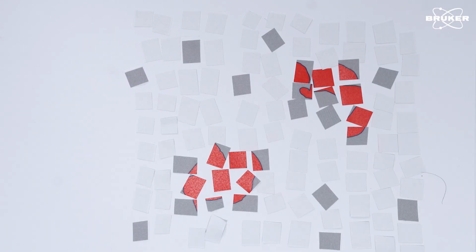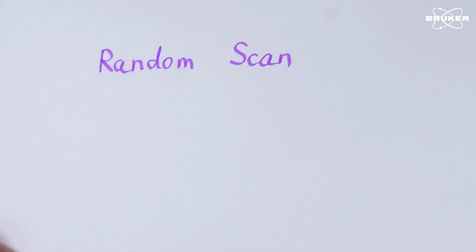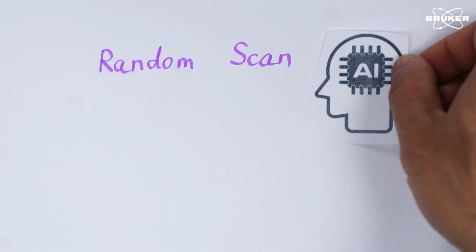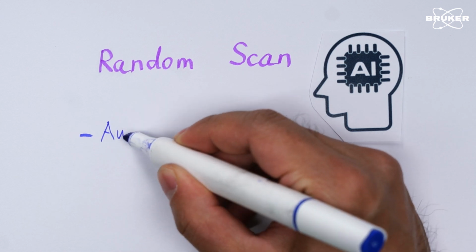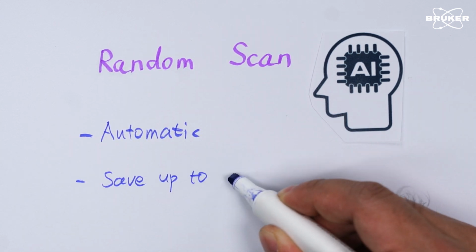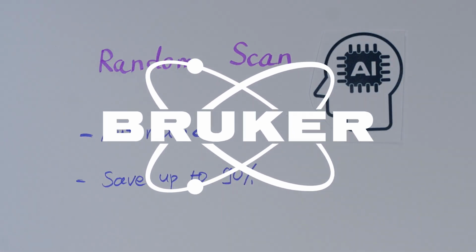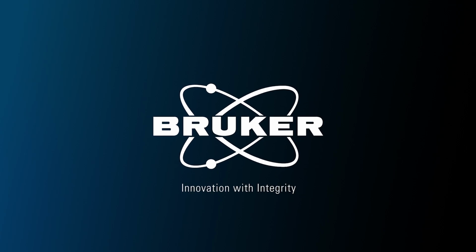This approach can be powered by an AI-based algorithm called random scan. It is a little bit more complex but follows exactly the same idea. The result: random scan can produce the same high-quality Raman images while measuring up to 90% fewer points, all without any user intervention. For more details of this technique, please check the link in the video description below.